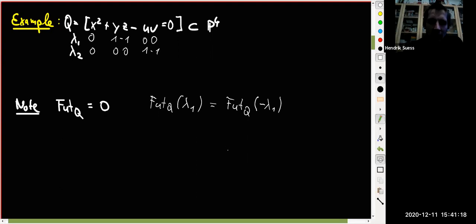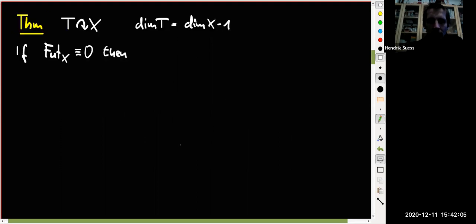But on the other hand, because I also claimed that the Futaki character is linear, this thing here has to be zero. And similarly for lambda two, right? I have the same argument for lambda two, because now I can swap the variables U and V. And the same argument tells me that the Futaki character has to vanish on my second one parameter subgroup. But since those two one parameter subgroups generate the maximal torus, it actually tells us that the Futaki character vanishes on all one parameter subgroups. So it has to be zero. Okay, so this will be a useful fact later on.